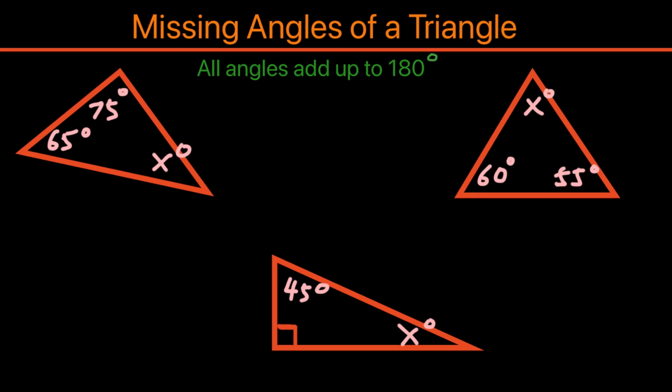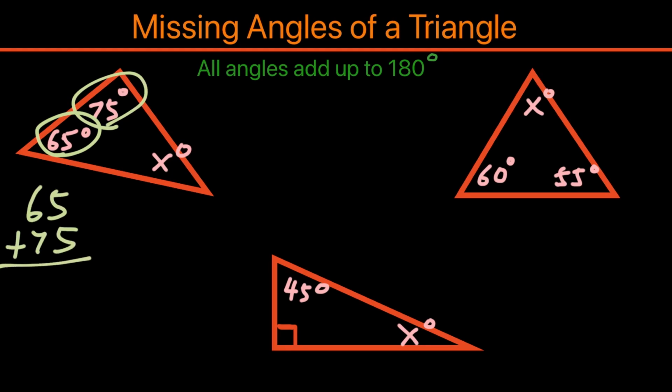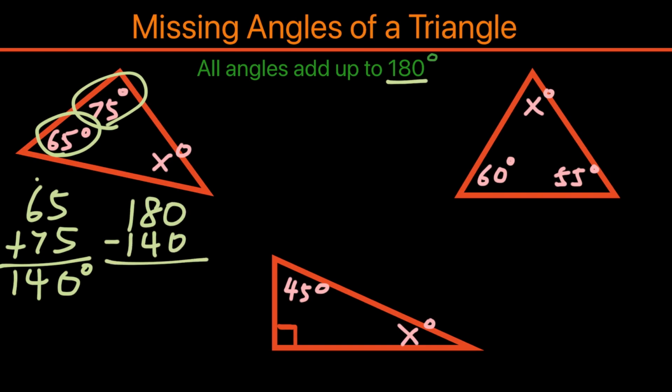So let's look at the first triangle here. We have 65 and 75. So we'll take 65 plus 75, and that gives us 140 degrees. And since we know all angles add up to 180, all we have to do is take 180 minus the 140, and that gives us 40 degrees. So therefore, x will equal 40 degrees for the first example.